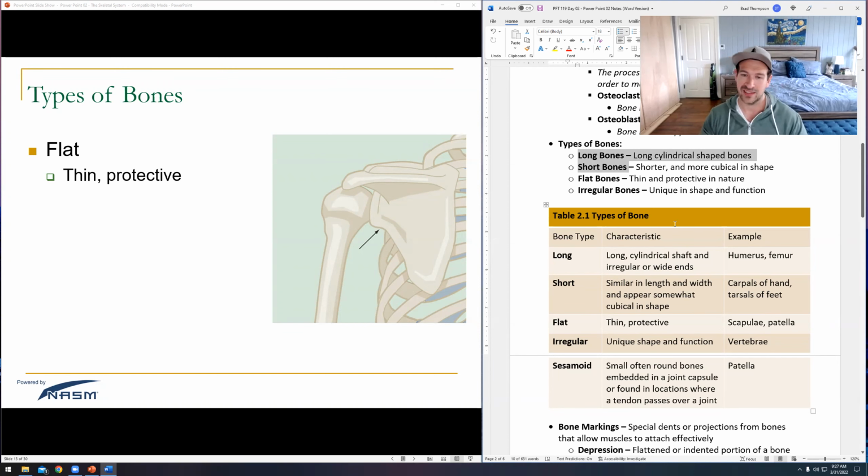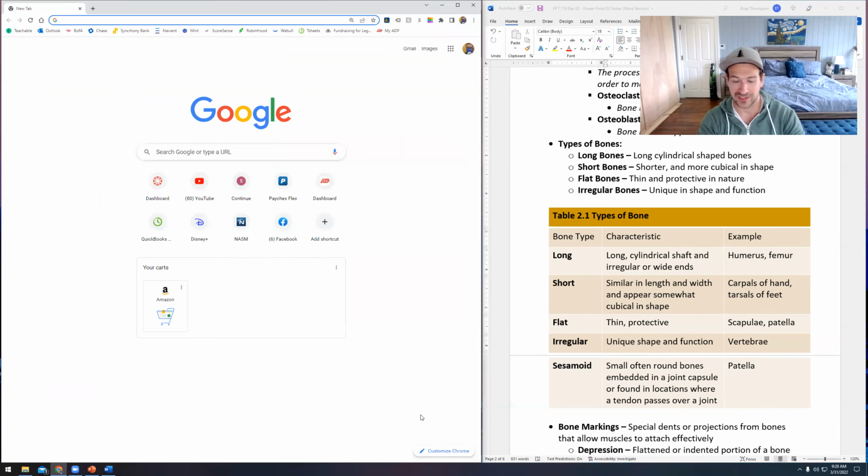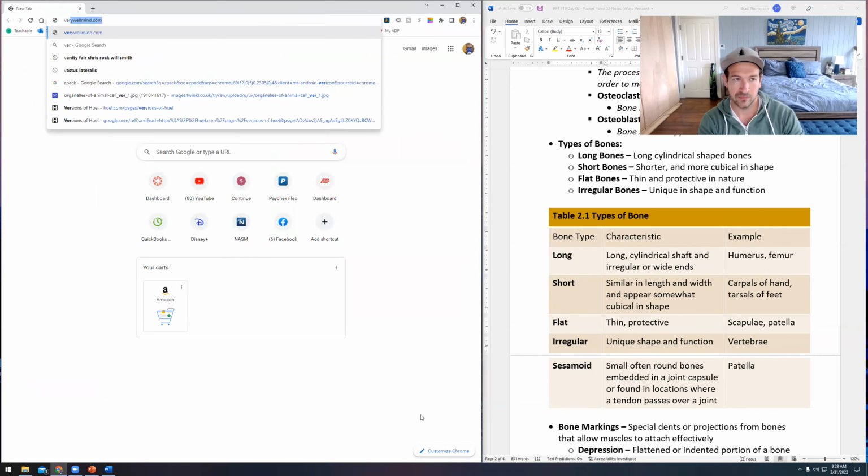Then we've also got, this is my favorite category, irregular bones. These are all the weirdly shaped bones. It's like scientists were going through all the names and they're like, I don't know, there's so many, just call the rest of them irregular bones. But irregular bones have a very unique shape and a very unique structure. And honestly, your vertebrae are the perfect example of that.